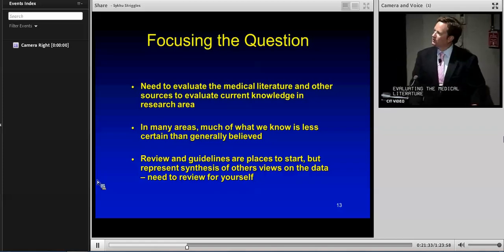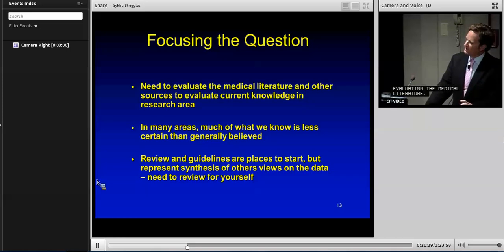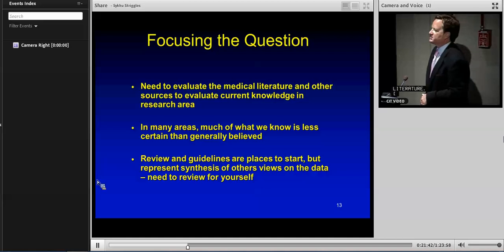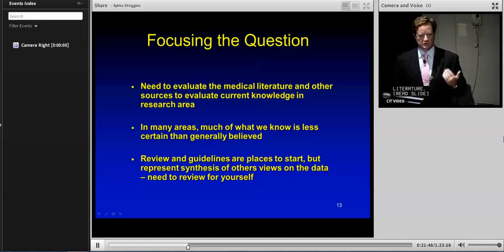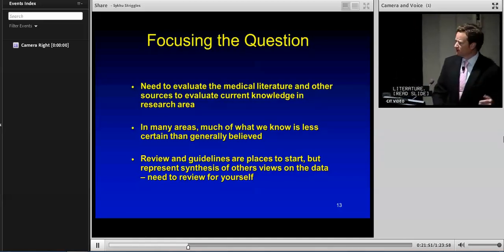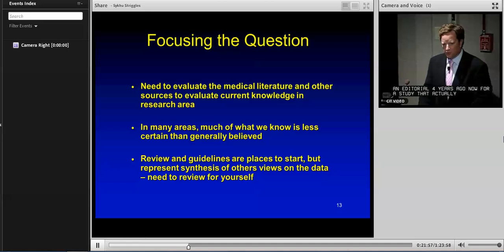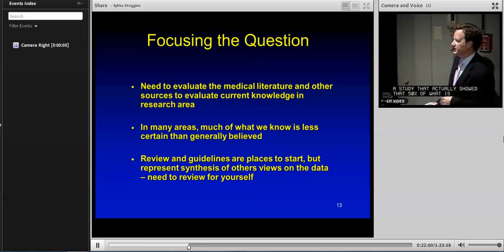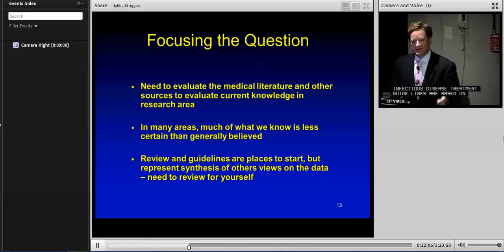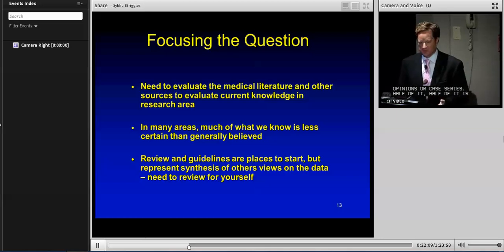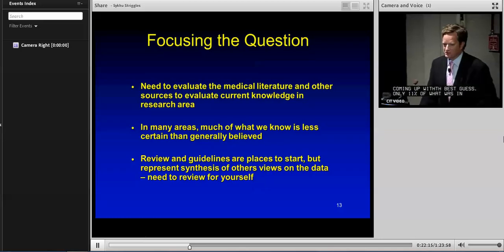But in many areas, what we know is actually less than what is generally believed. And the reviews and guidelines, treatment guidelines, are a place to start, but they actually represent a synthesis of other people's views on the data, and you need to review that data yourself. It turns out, I wrote an editorial about 4 years ago now for a study that actually showed that 50% of the recommendations that are listed in cardiology and infectious disease treatment guidelines are based on opinions or case series. Half of it is just dudes sitting around a table coming up with their best guess. Only 11% of what was in the guidelines was based on the results of randomized controlled trials.